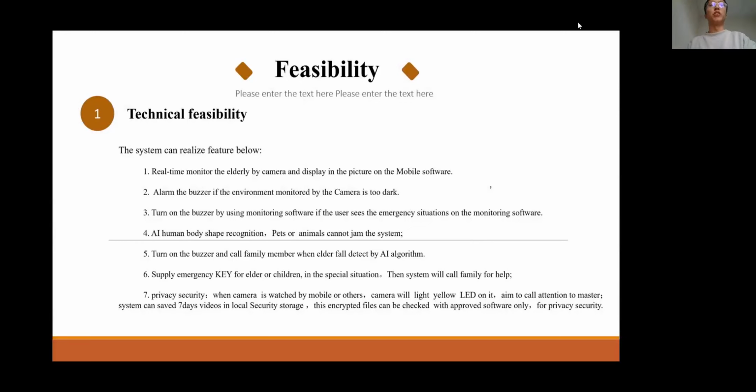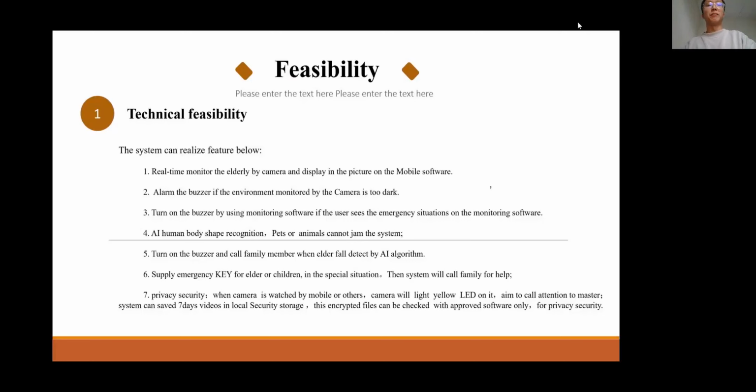And feature four is the AI human body shape recognition. Pets or animals cannot jam the system. And feature five, it can turn on the buzzer and call family members when an elder fall is detected by the AI algorithm. And feature six is to supply an emergency key for elderly or children in a special situation. Then the system will call family for help.